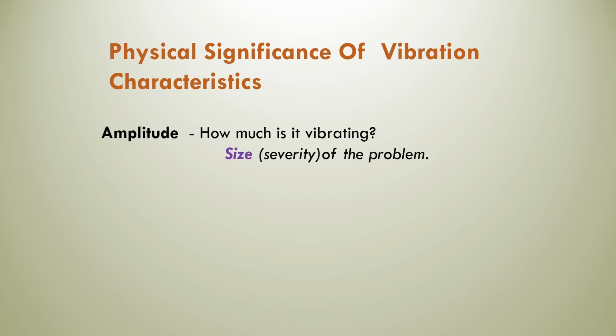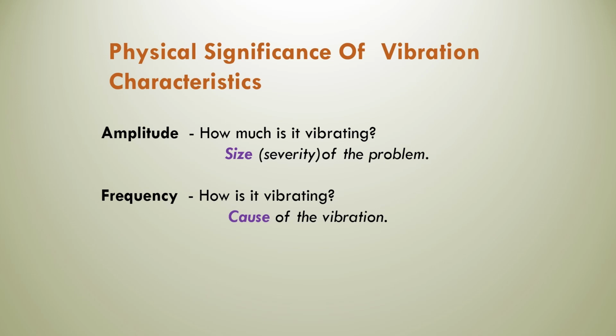Amplitude. Amplitude represents the magnitude or intensity of vibrations, indicating the extent of motion away from the equilibrium position. Monitoring and controlling vibration amplitudes are essential for ensuring equipment reliability and safety. Frequency. The frequency of vibration indicates how rapidly a system oscillates about its equilibrium position. By analyzing the frequency spectrum of vibrations, engineers can identify the root causes of machinery faults, such as unbalance, misalignment, looseness, or bearing defects.